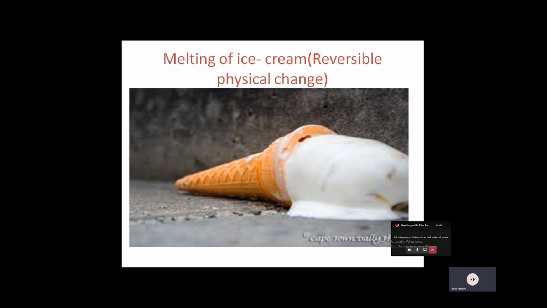Now we'll take another example, the melting of ice cream. We take out the ice cream from the refrigerator and put it at room temperature. It starts melting and changes into a liquid form. When we put it back in the refrigerator, it will be converted into solid ice cream. During melting or freezing of the ice cream, no new substance is formed. Only the state has changed from solid to liquid and liquid to solid.